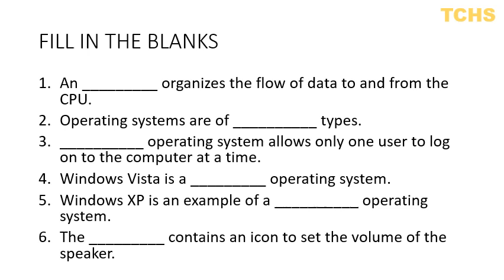See, fill in the blanks. Dash organizes the flow of data to and from the CPU. Coming to the second one, operating systems are of dash types. You know, multi-user and single user, there are two types.